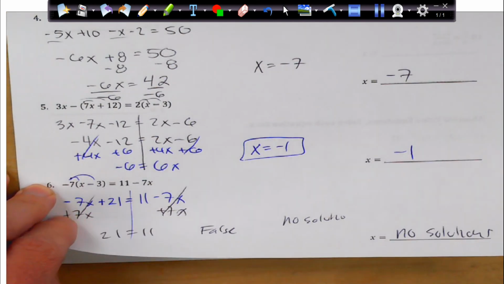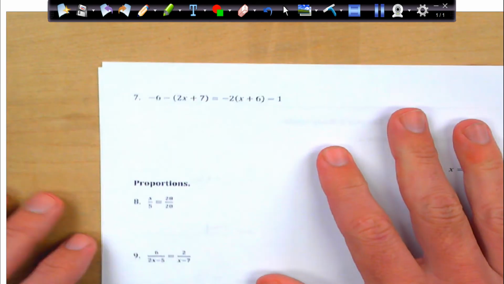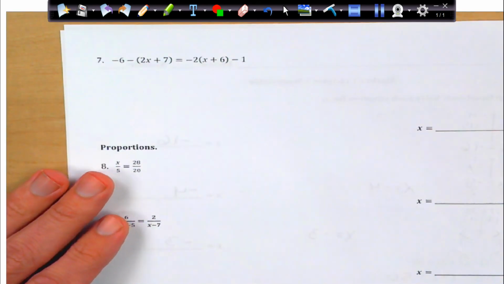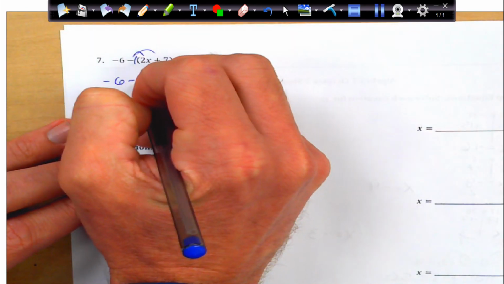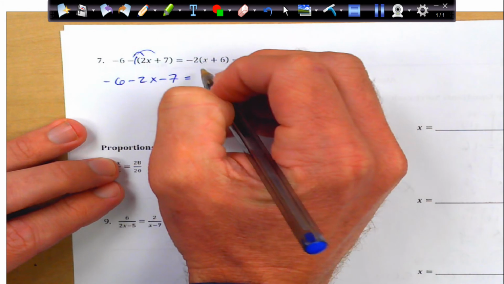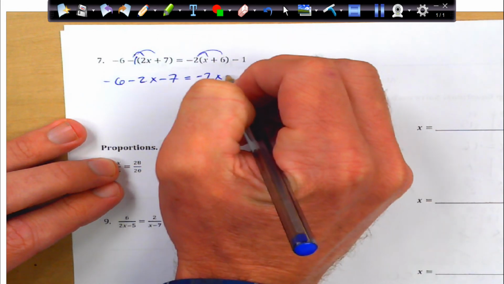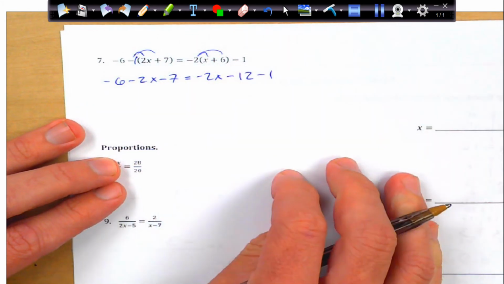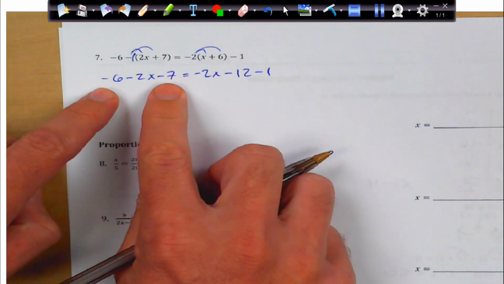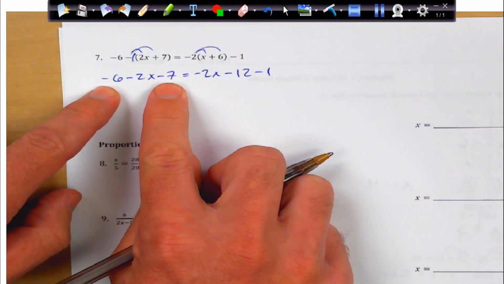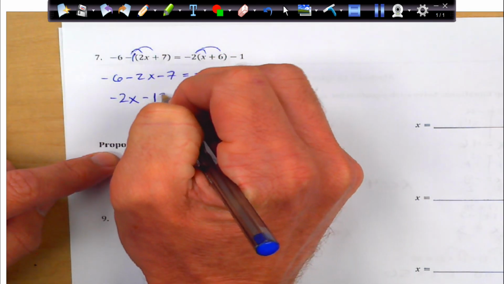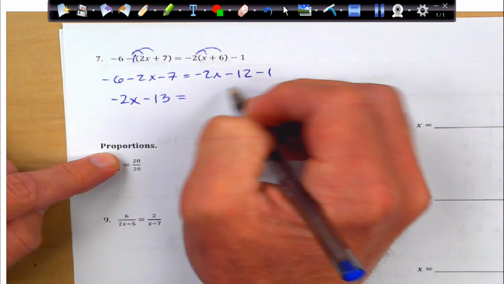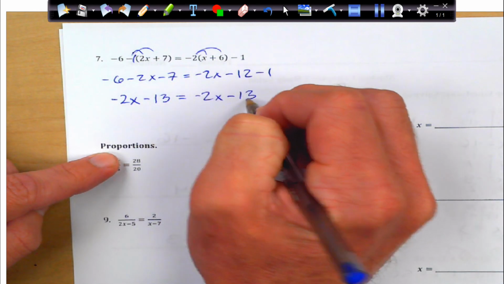Okay, moving on. Okay, so another one, we got a lot of distributing here to do. There is a negative 1 here, so we have to distribute that. So that's 6 minus 2x minus 7 equals, and again distribute there, negative 2x minus 12 minus 1. We'll combine like terms, negative 6 and negative 7, same sign, they're both negative, so we're going to sum them. So that's negative 2x minus 13 equals, same sign, sum them, negative 2x minus 13.